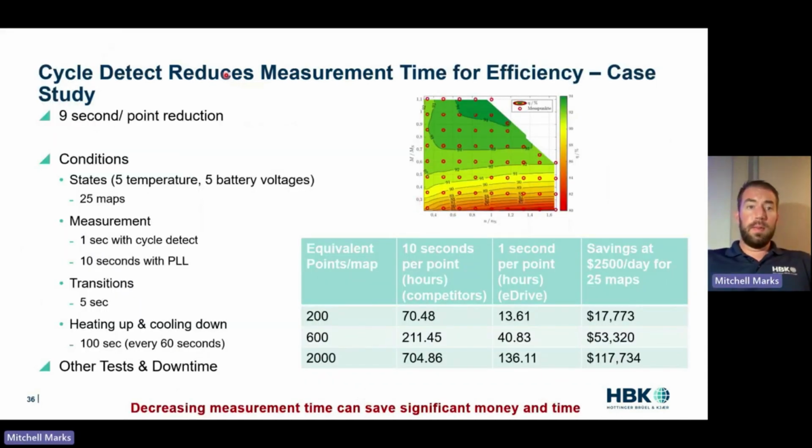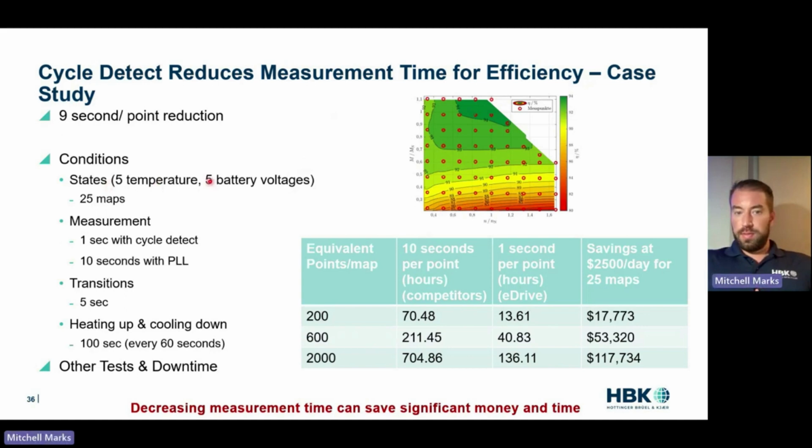Let's look at a case study that we did. We have a 9 second per point reduction. So we looked at a phase lock loop based method that takes 10 seconds per point. And then we looked at a cycle detect, which we put at 1 second. We could have done it faster, but we decided to do 1 second. And because of the thermal stuff, because of the transition periods of the dyno, rather than just saying 9 seconds per point, we wanted to really look at what that would be.